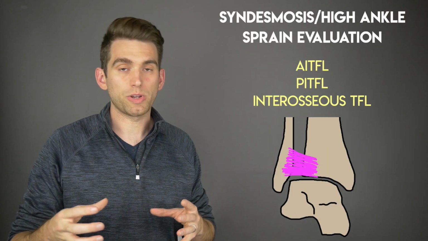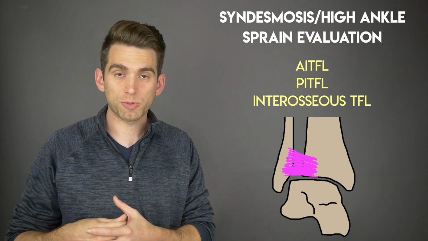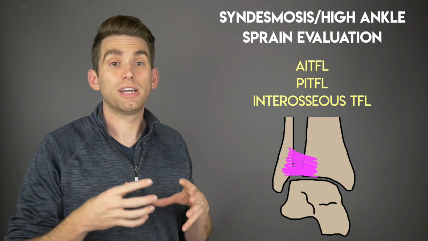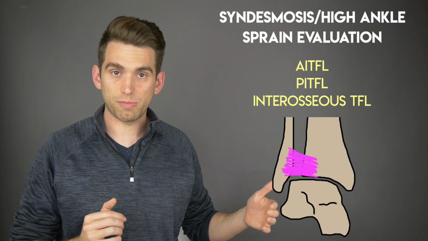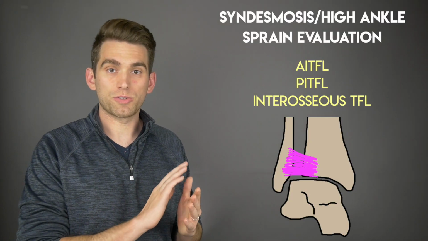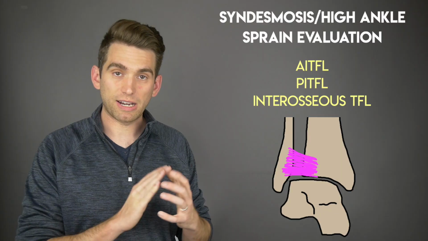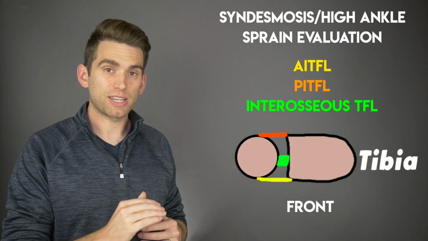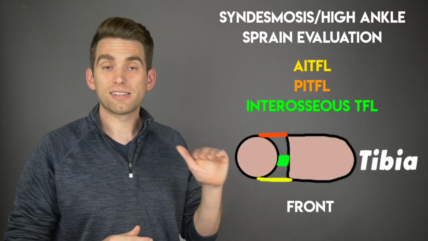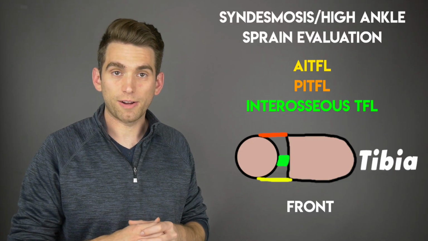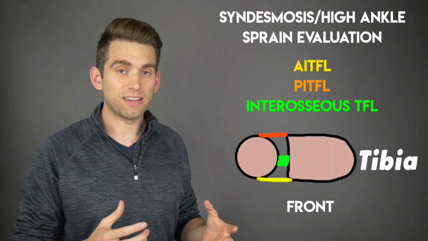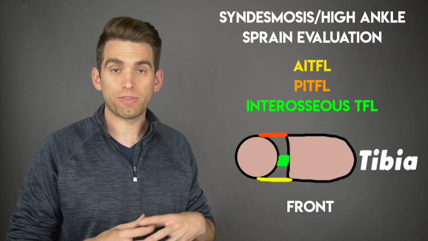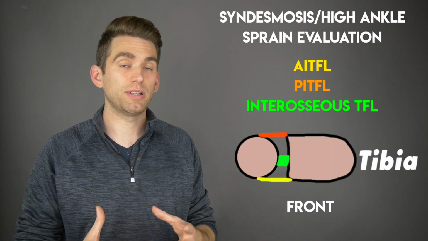The weakest of the three, and the one we commonly hear about with a high ankle sprain, is the anterior inferior tibiofibular ligament, but there's also a posterior inferior tibiofibular ligament, and one that also goes directly between the tibia and the fibula, kind of in the middle. So if we look at a cross section, there's actually three syndesmotic ligaments going through here that can be injured with a high ankle sprain. The weakest of these is the AITFL, but if you have multiples of them torn, that's when you get a lot of instability in that joint.